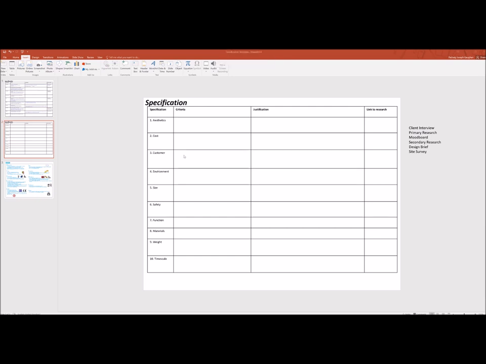In this lesson, we're going to be writing our specification. So on the left-hand side, we've got our 10 specification points. We've got our criteria and our justification. And lastly, we've got our link to research.